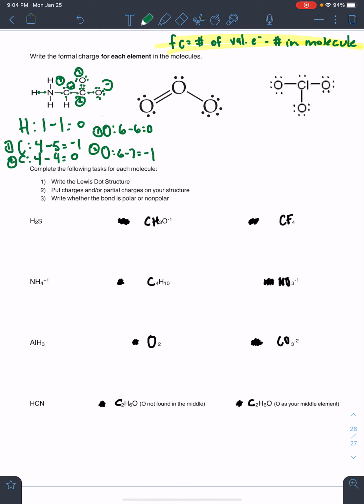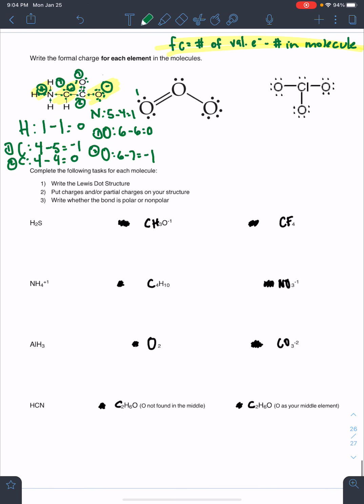I also forgot that we have this N at the beginning. So let's do the N that you can find right here at the very beginning. That N normally would want 5 valence electrons. We'll notice in this it has 1, 2, 3, 4. So 5 minus 4 equals 1. So it has a plus 1 charge, alright? So your N should have a plus charge. Your C right here should have a minus charge. And your O should have a minus charge.